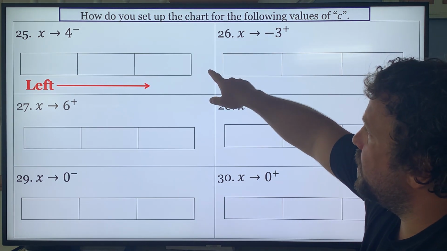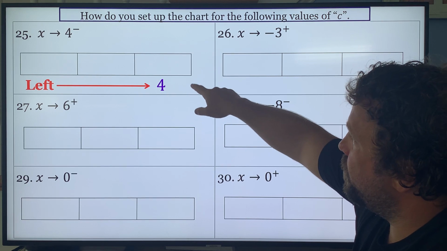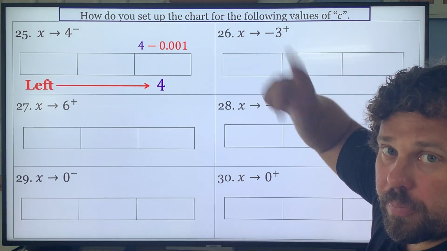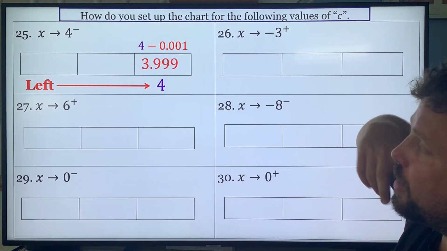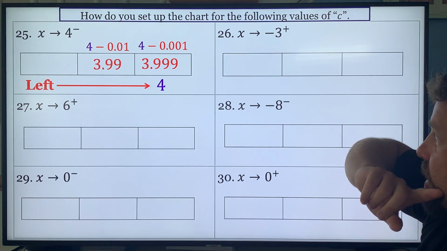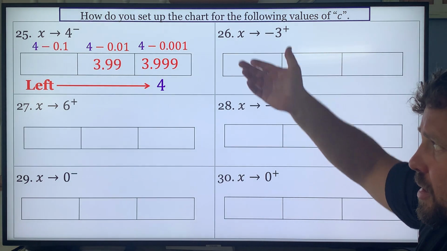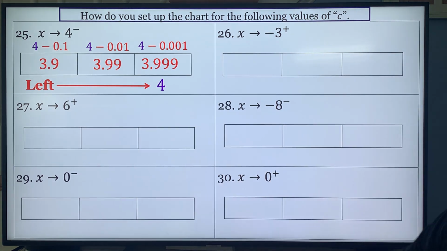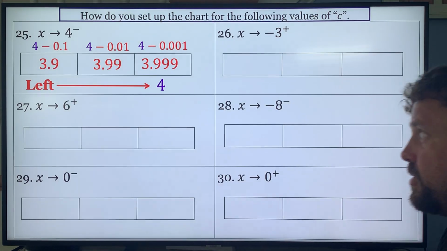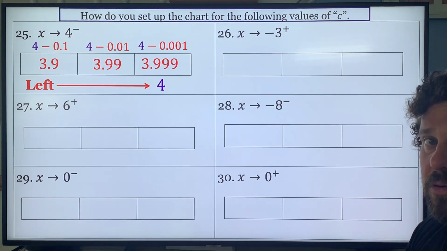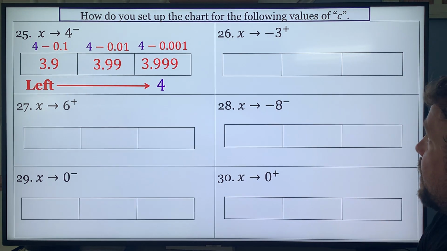So if I put 4 over here, right? What's the number? We're just going to subtract 1,000th. So that would be what? 3.999. We're going to subtract a 100th, which would be 3.99, and we're going to subtract a 10th, 3.9. So why don't you try that for the rest of these? Do the 1000th, 100th, 10th. If you want to do different units, you can, just as long as you do them in ascending or descending order.